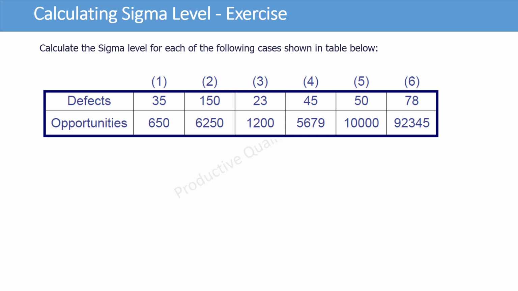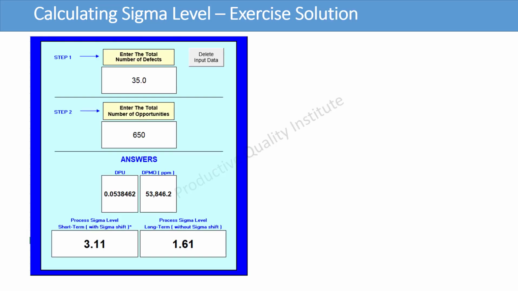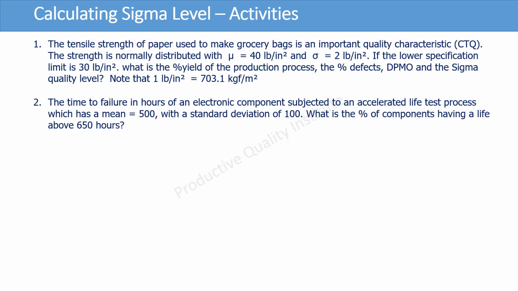Calculate the sigma level for each of the following cases, shown in the table. Please pause the lecture and solve the exercise. Using the sigma level template, short-term sigma level and long-term sigma level can be calculated. Please check in the table the solution for the exercise and compare it to your solution. Please perform the activities and send your outputs by email for assessment.